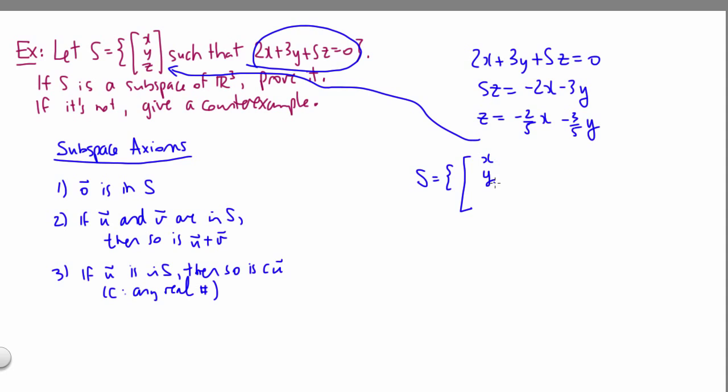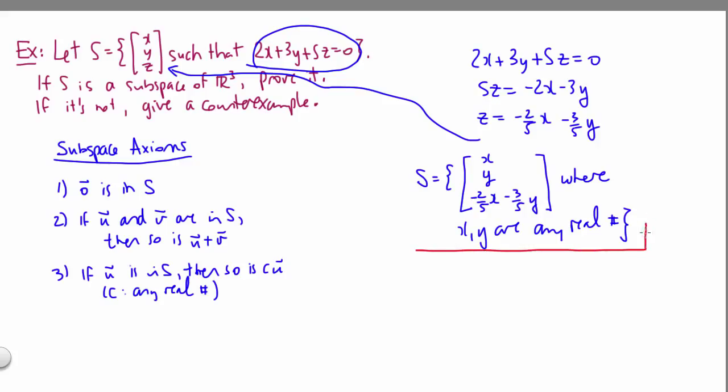First two components can be anything, x and y, but the third component is forced to be minus 2/5 x minus 3/5 y. In other words, the third component is forced to be minus 2/5 times the first component and then minus 3/5 times the second component. There's no restriction on the first two components, so we might want to say something like where x and y are any real numbers. So I think we'll find as we're trying to check our axioms that this more concrete description of S is useful. We're more able to understand the form of the vectors in S. So I think I'll put a box around this.